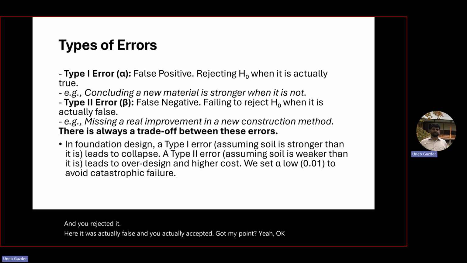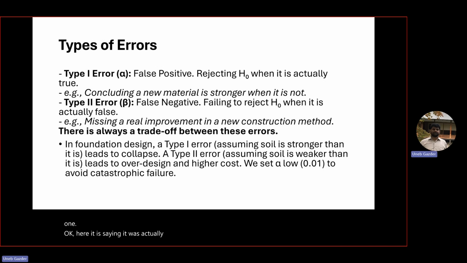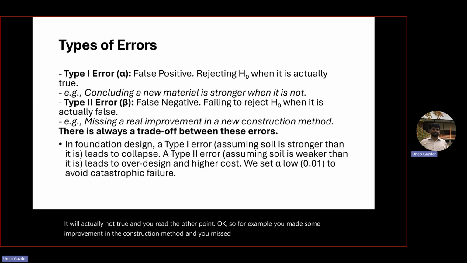So focus on this one. Here it is saying it was actually this, and you did the other way. It was actually not true, and you did the other one. So, for example, you made some improvement in the construction method, and you missed the change because of that construction method. That will be false negative. Okay. So there's always a trade-off between the two errors.